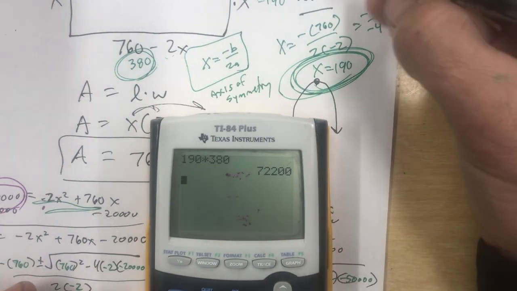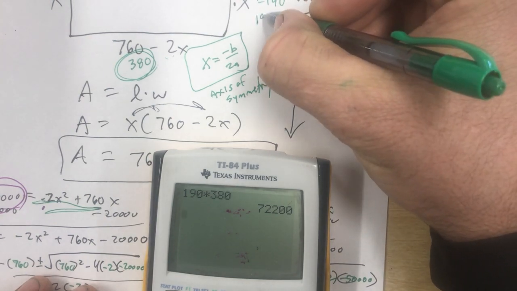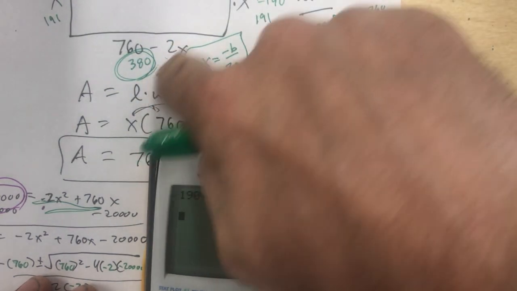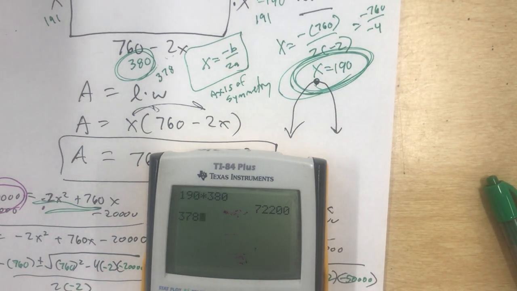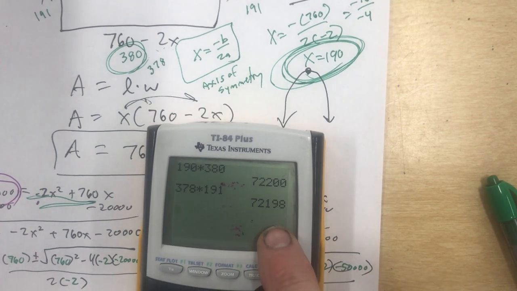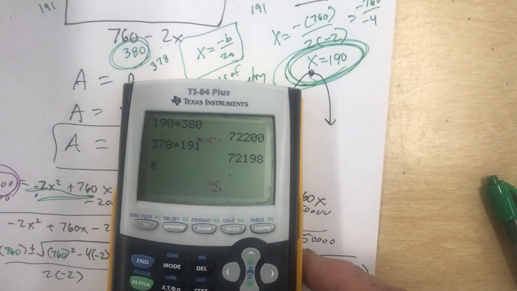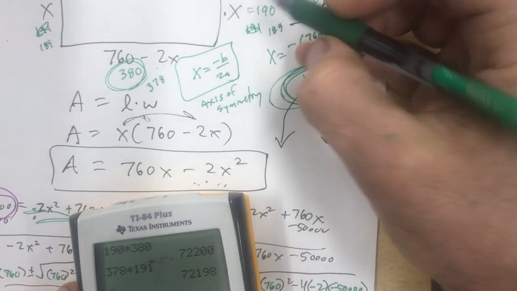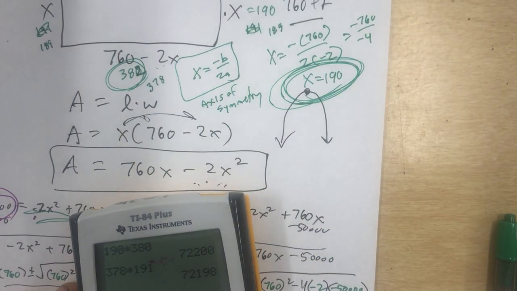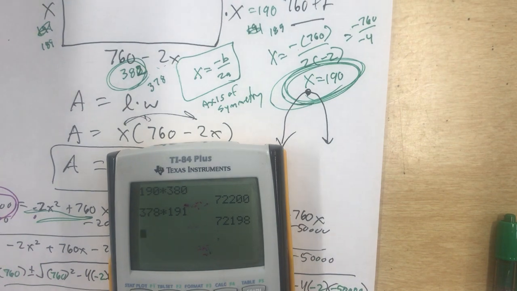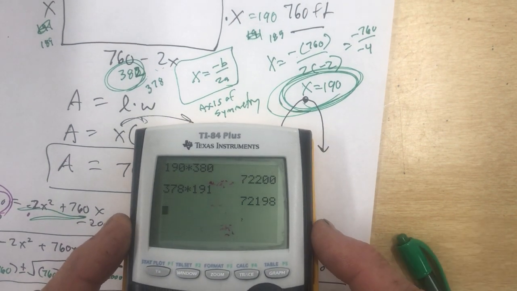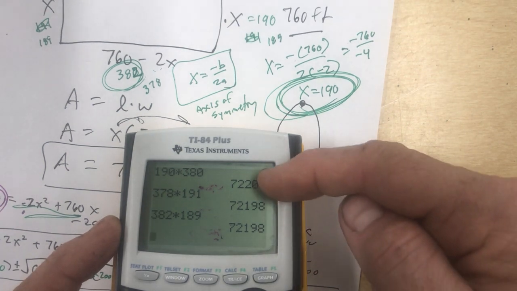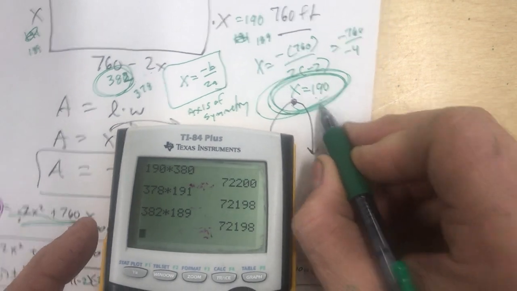Okay, look here. Let's say, hey man, what if this was 191? That means this would be 191, right? Which means this would be 378. So what would I get if I did those two? Look, check it out: 378 times 191. Look, it's a little bit less. See that? Can you see it? What if I say, all right, let's make this 189? And that'd be 189, which means now this is going to be 382. So 382 times 189. Look, it's a little less. See that? The max area is when x is 190 because that's the vertex.